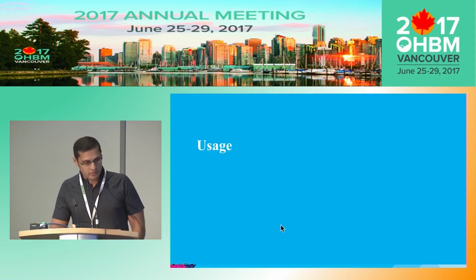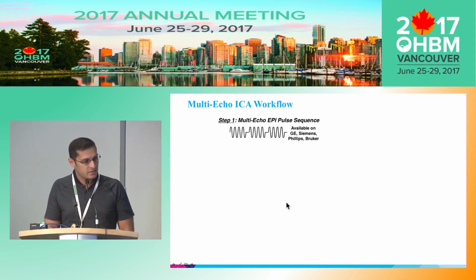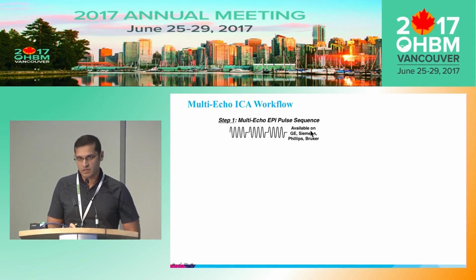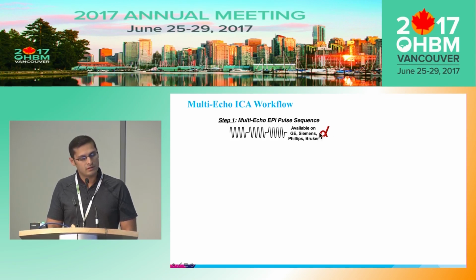Just to give you a view of how to use this, the workflow goes as such. You acquire a multi-echo EPI data set. Sequences are available on GE, Siemens, Philips, and Bruker. Siemens, as I mentioned before, just comes stock with the HCP sequence, so as soon as you get that, you have multi-echo. GE sequences, I think, will be available from the vendor. Philips is capable of multi-echo stock. Bruker's capable of multi-echo stock. A lot of the initial work on the Siemens sequence was done by the Donders group.